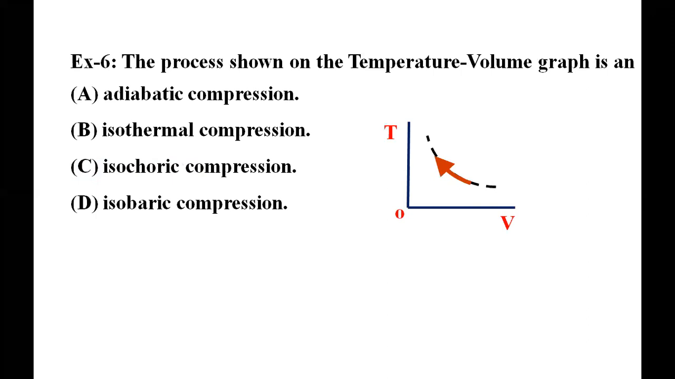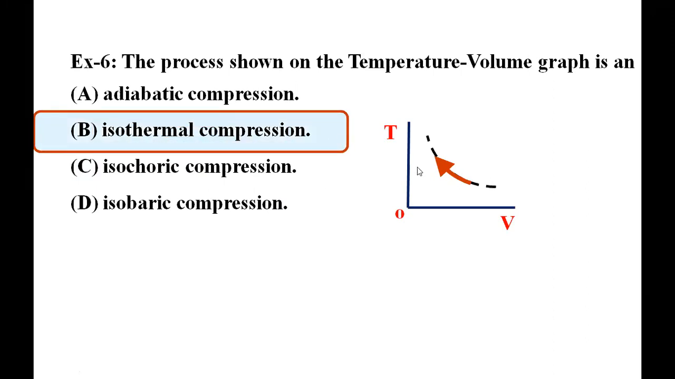Okay, another example. The process shown in the temperature-volume graph is what? Adiabatic compression, isothermal compression, isochoric compression, or isobaric compression? It's not isochoric, and it's not isobaric compression. Then we have to choose between adiabatic compression and isothermal compression. In this case, we have isothermal compression.